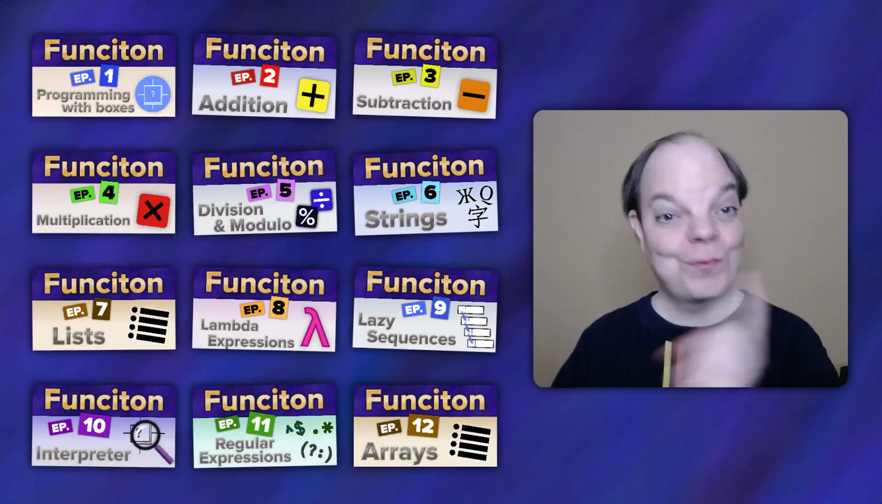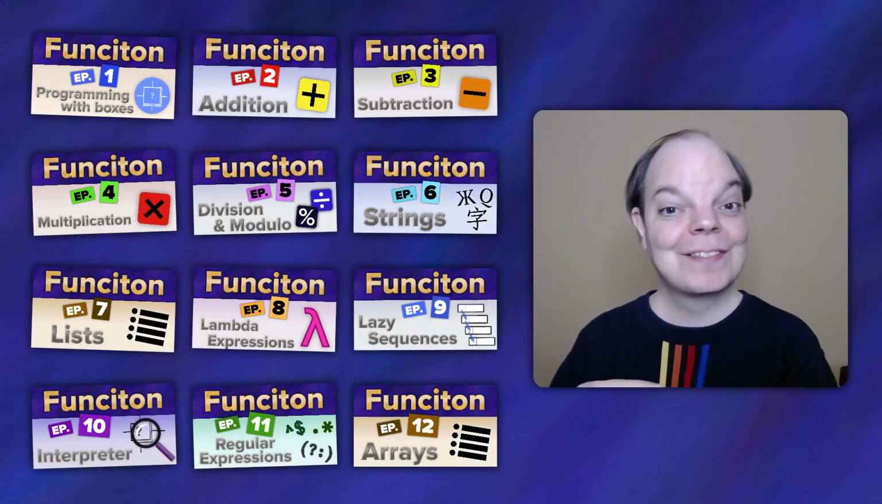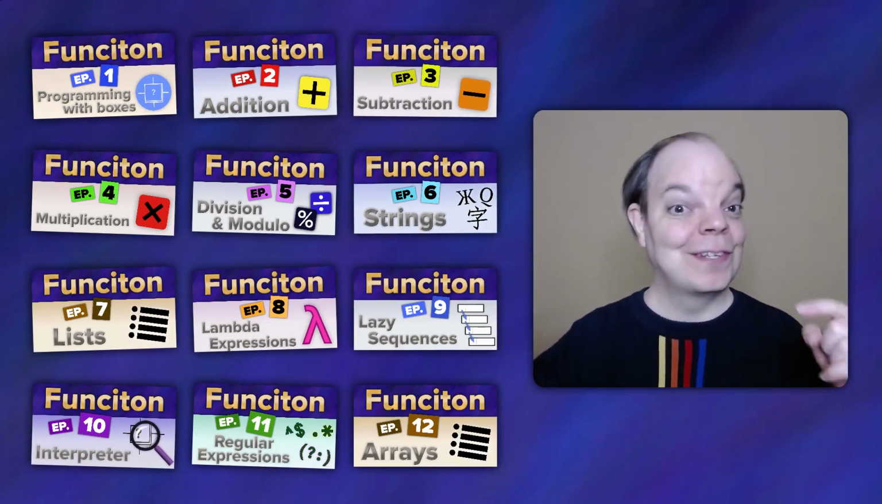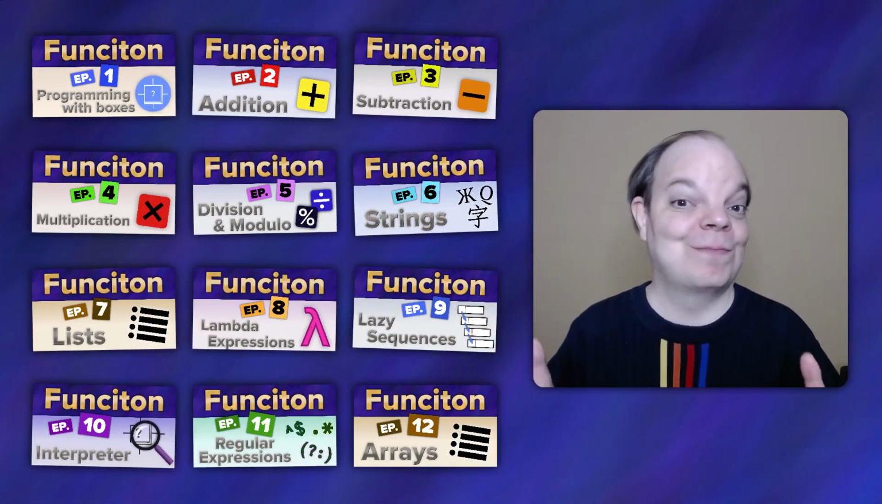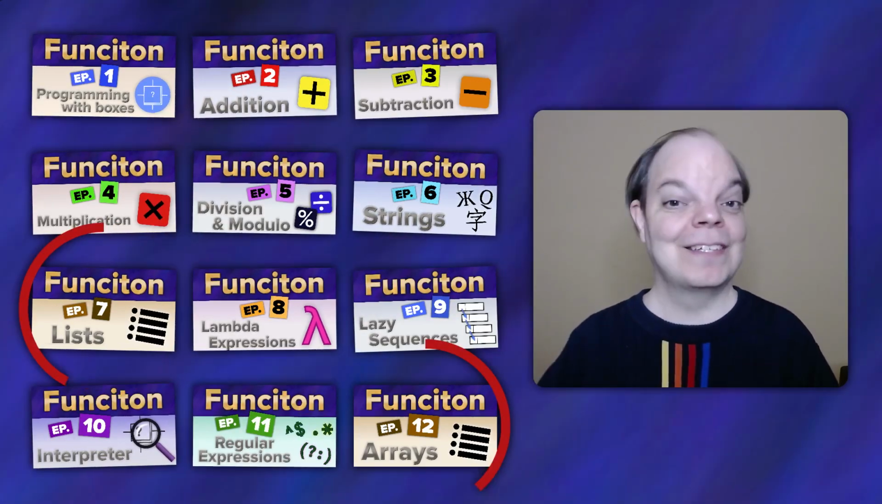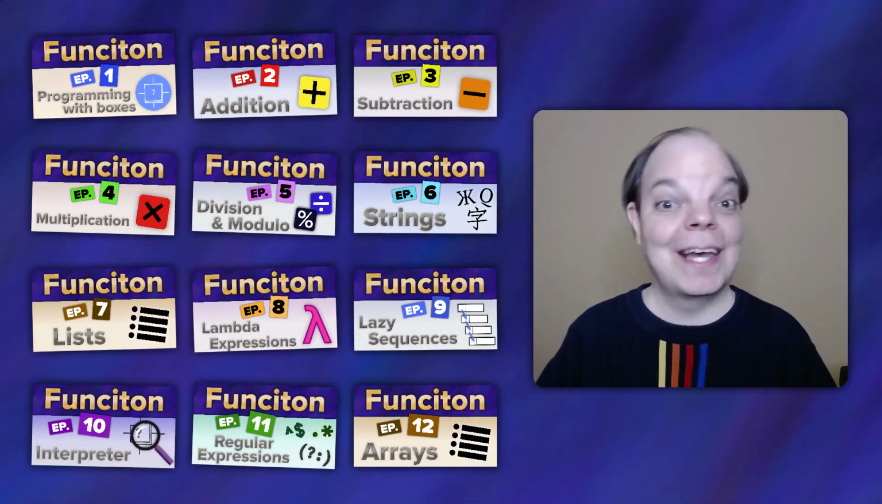This is the 12th video in this series. And if you've seen the previous videos and you've looked at the thumbnail for this video, your immediate question might be, what's going to be the difference between a list and an array? Isn't that basically the same thing? Well, in this video, I'm going to try to address an issue with the implementation of lists in Funciton, and hopefully that will enable new and exciting possibilities in the future.